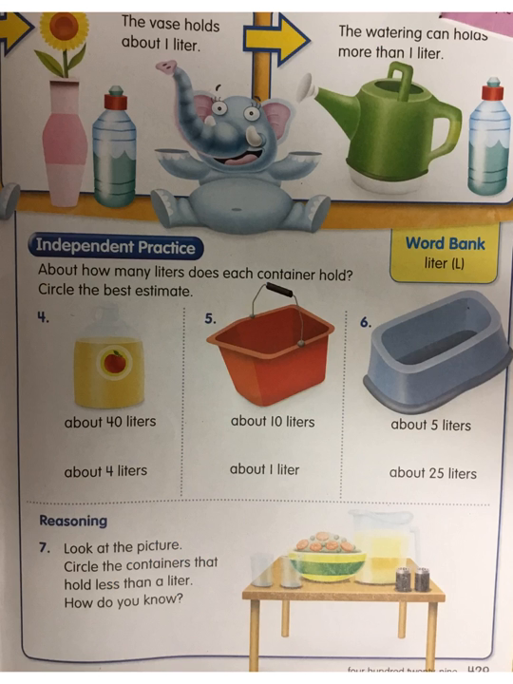About how many liters does each container hold? Circle the best estimate. All right. A liter, remember a liter is about the size of a normal sized water bottle. About how many liters does each container hold? Circle the best estimate. Remember, an estimate is a good guess. Number 4, a jug of apple juice. Is that about 40 liters, 40 water bottles, or 4 liters? Well, 40 would be a lot. I'd say 4.